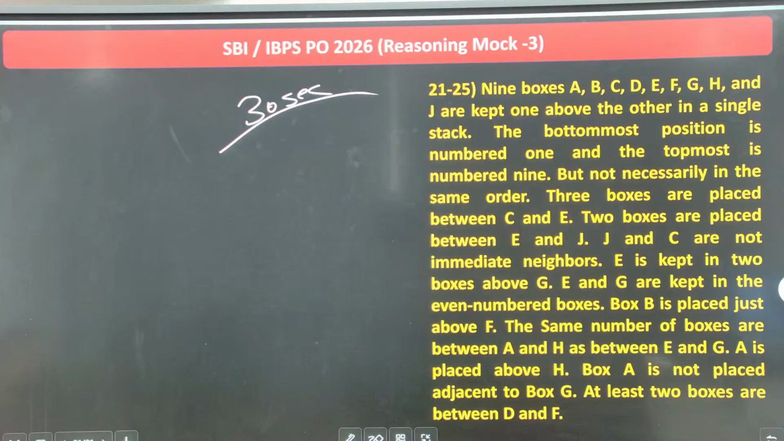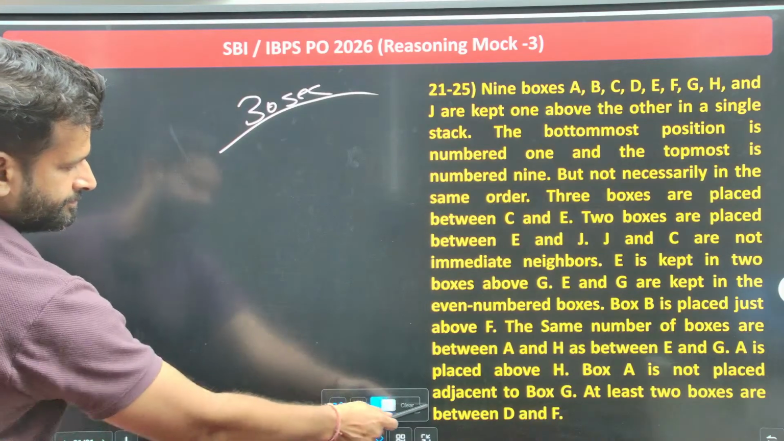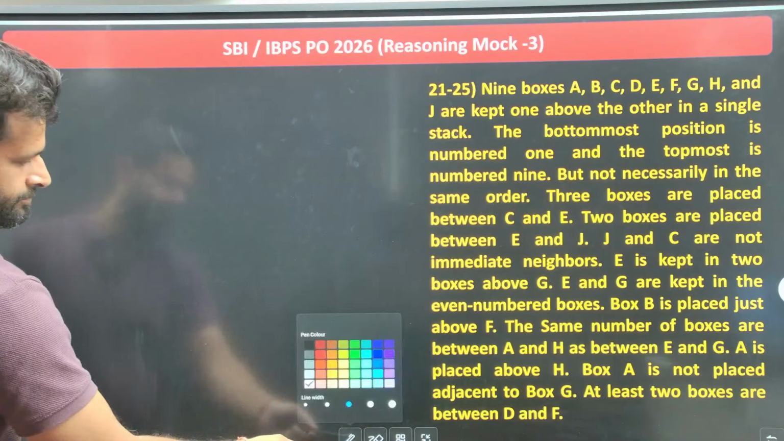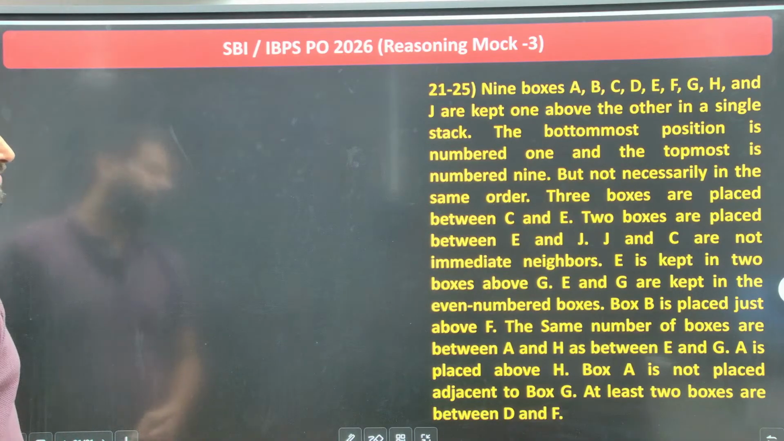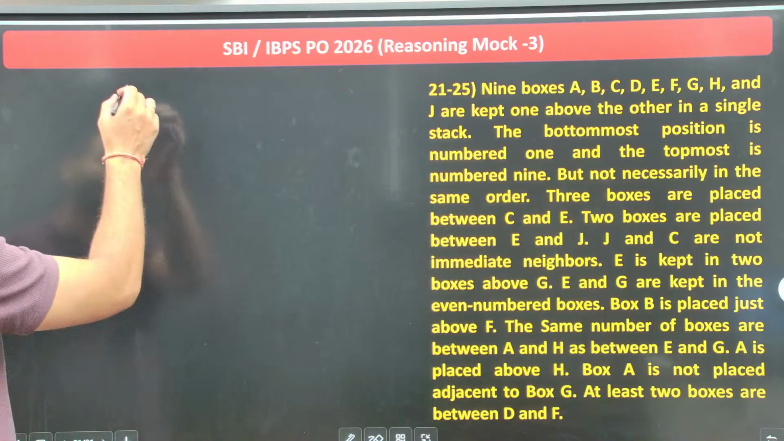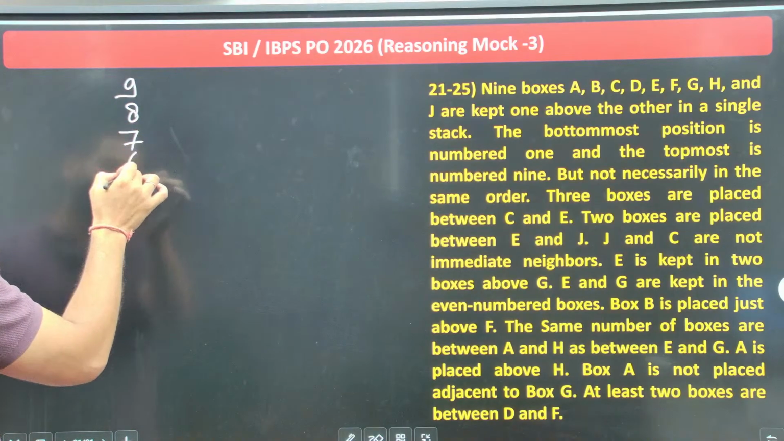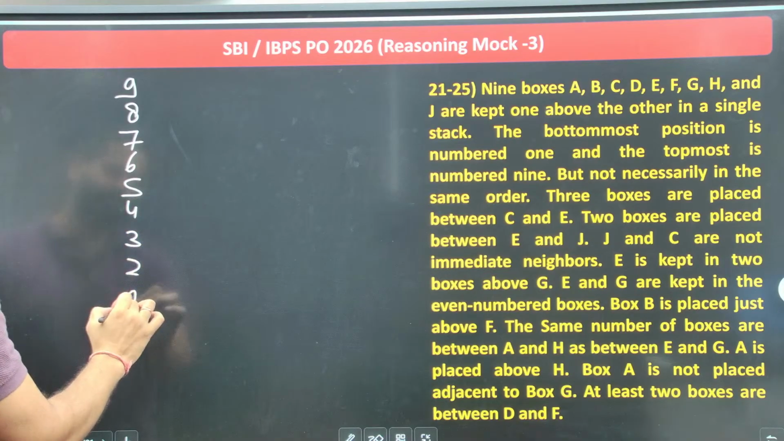This time the numbering is given. Bottom most is numbered 1, top most is numbered 9 and so on. Let us draw the arrangement. Alright. Bottom most is numbered 1, top most is numbered 9. So this is the arrangement. 9, 8, 7, 6, 5, 4, 3, 2 and 1.